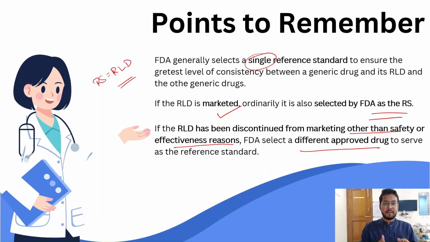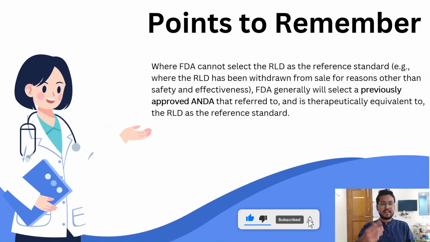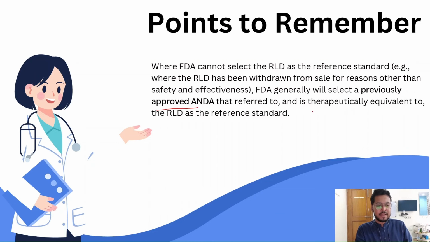Now, if FDA is going to select a different drug product to serve as the RS in case the RLD has been discontinued from the market for reasons other than safety and effectiveness, then how is FDA going to do that? Let's look into that. So in this case, FDA generally selects a previously approved ANDA product that refers to and is therapeutically equivalent to that RLD to serve as the RS.